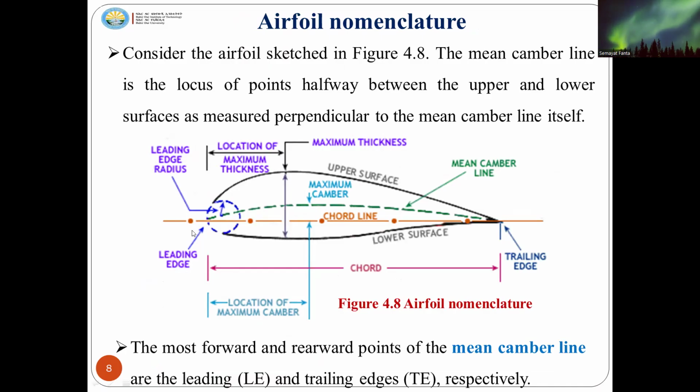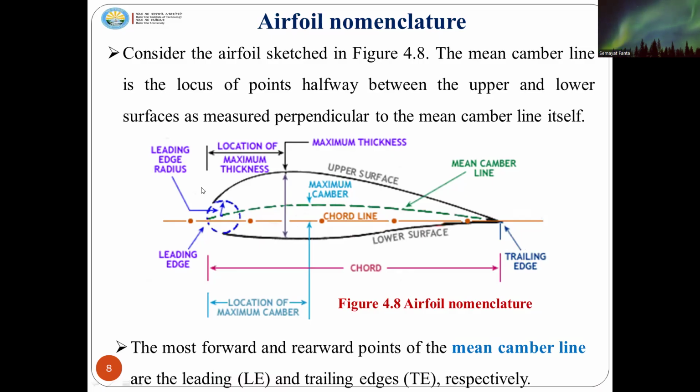The extreme front point is called the leading edge. The back edge is the trailing edge. And the distance from leading edge to trailing edge is called chord. That is the chord distance. And the straight line which joins the leading edge to the trailing edge is called the chord line. Okay? And we have a lower surface, we have an upper surface.